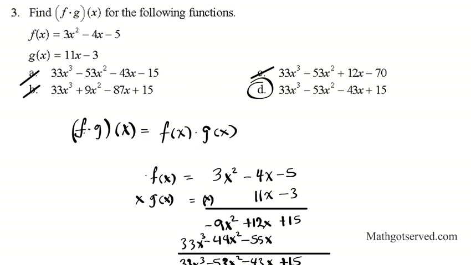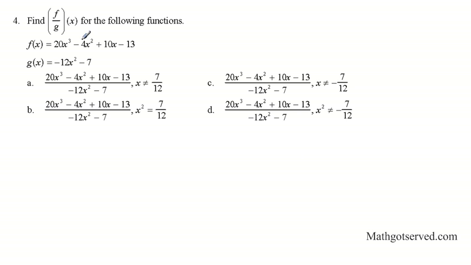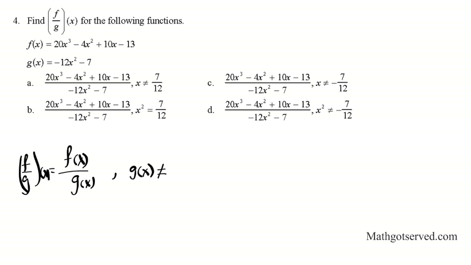Moving along, question number 4. What is f over g of x? So for f over g of x, we just basically divide the top by the bottom. F of x over g of x, that is what f over g of x means. After doing that, there's a special constraint, which is that the denominator g of x can never be 0. So let's go ahead and solve that.